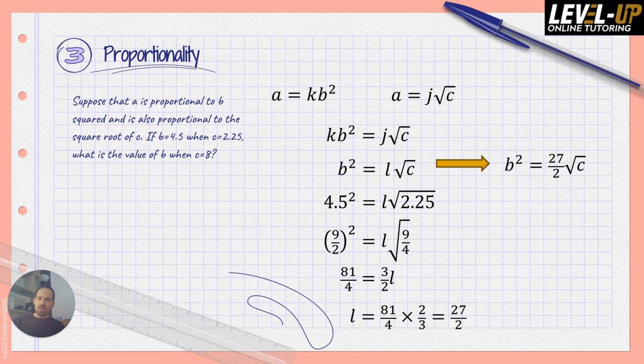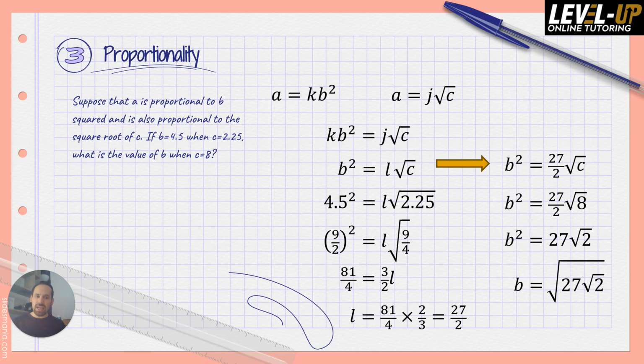So you go back to the question and see what it was actually asking for: what is the value of b when c is 8? Well, if I substitute in c equals 8, I can now work out what that is. Root 8 is the same thing as 2 root 2, using our understanding of surds. So we get 27 root 2. Now b is the square root of that, so we're getting a square root inside a square root. Something like that you'd have to put into your calculator, and to 2 decimal places, I get 6.18.